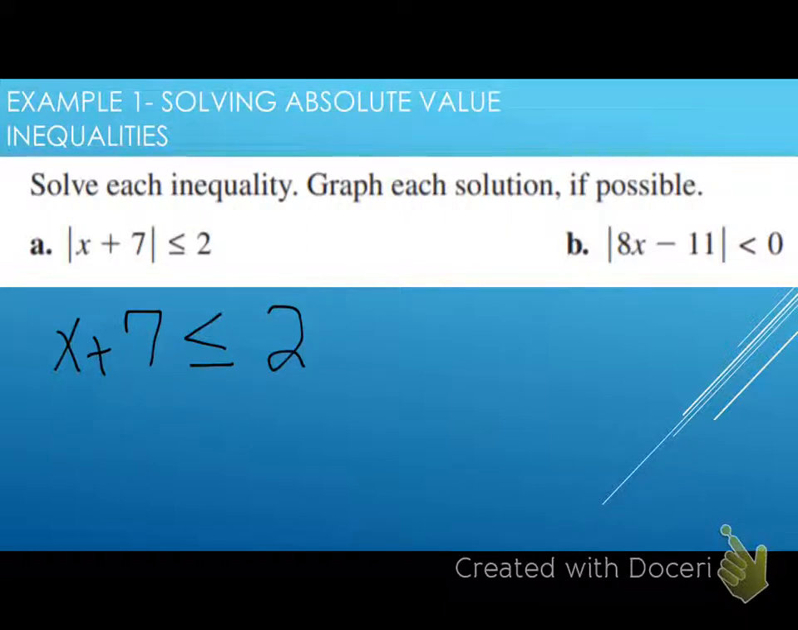Can someone help me out with my second inequality? It's x plus 7 greater than or equal to -2. Very good. X plus 7 greater than or equal to -2. I'm accounting for that negative value. And when I account for that negative value, I've got to flip my inequality symbol. Okay?